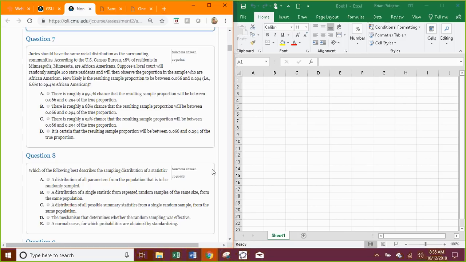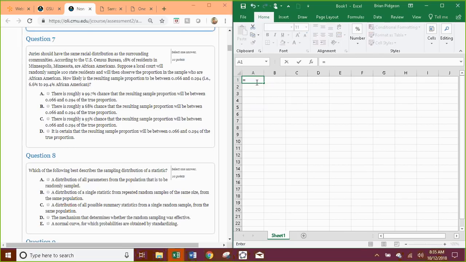So what we want to do here is calculate the standard deviation of the sampling distribution in this case. One of the formulas that you have to know is that the standard deviation of the sampling distribution for a proportion is the square root of p times 1 minus p over n. So 0.18 times (1 minus 0.18) divided by 100. Just make sure you put parentheses around the 1 minus. Hit enter. So there's your standard deviation of the sample proportion.